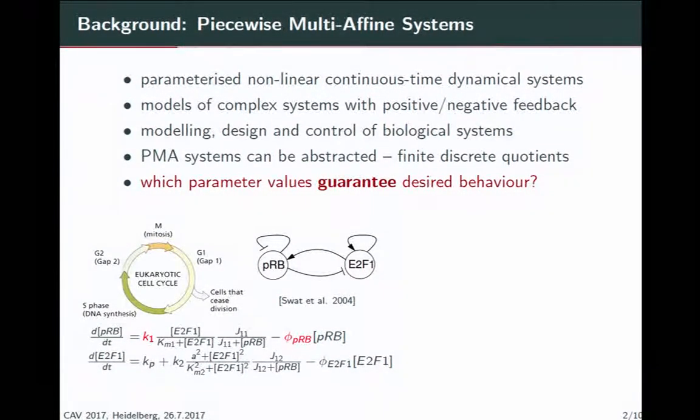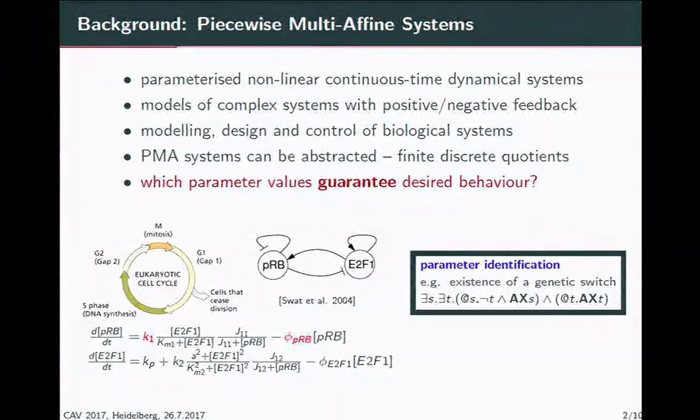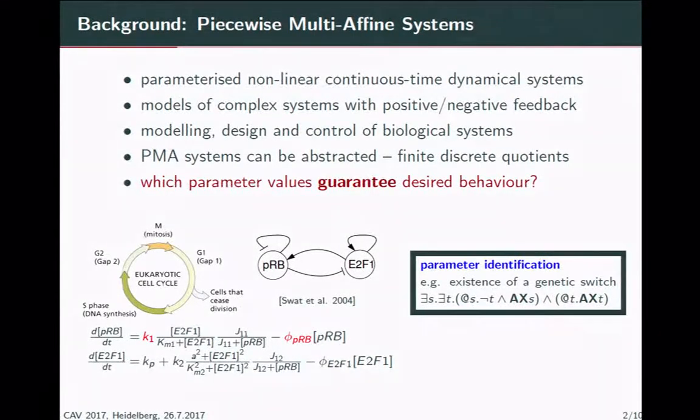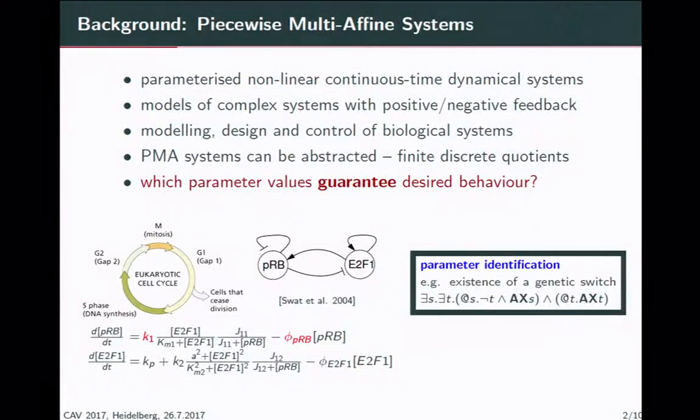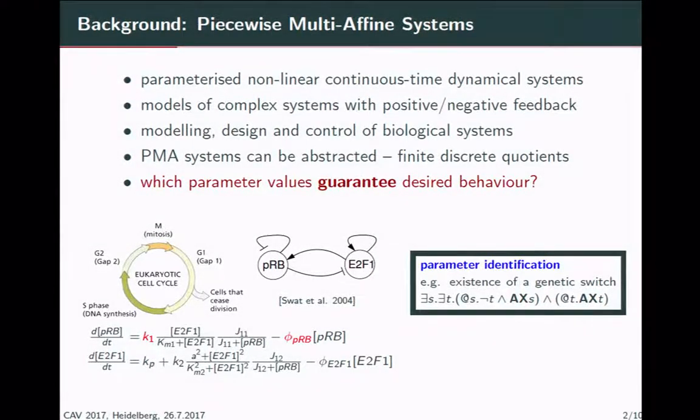The task we solve is actually to find the parameter values that satisfy and guarantee satisfaction of a desired behavior. In this case, it can be just for the purpose of parameter identification. So we would like to see when the feature of a so-called genetic switch, which means the existence of two different stable states in the system dynamics, which in turn gives the cell the ability to decide. So we can be interested in for what parameters in this kinetic model this kind of a genetic switch is present.